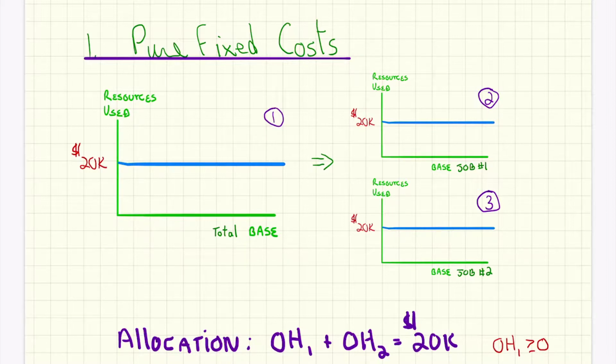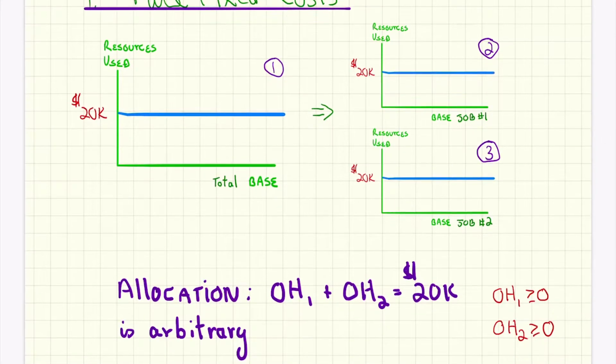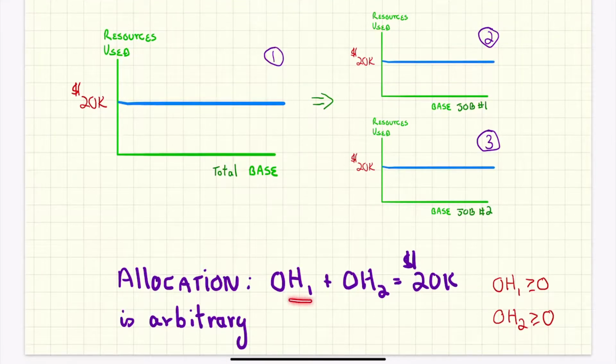Now, if that overhead is going to be assigned to two different jobs, say, job 1 and job 2, the way I've drawn the picture is mostly to depict the idea that if we only worked on job 1, then the amount of the resource used would be $20,000. And if we only worked on job 2, the amount of the resource used would still be $20,000. Now, if we work on both jobs, then the resource has to be allocated. Some of the overhead should go to job 1, some should go to job 2. But in the end, the total amount that's allocated should be $20,000.